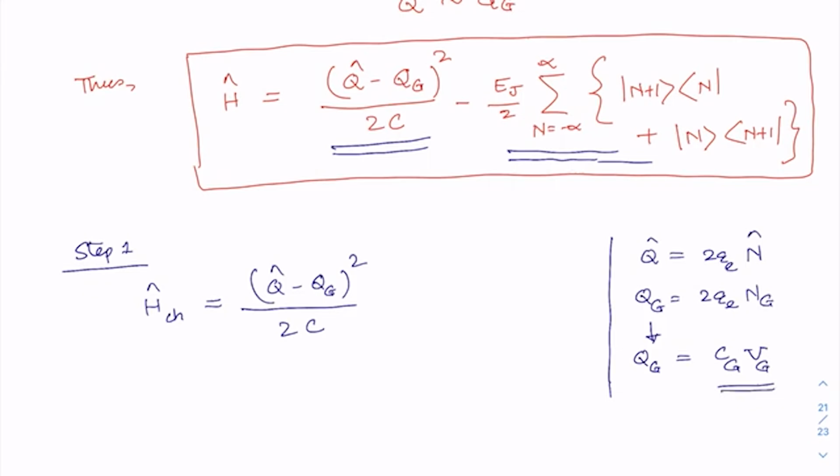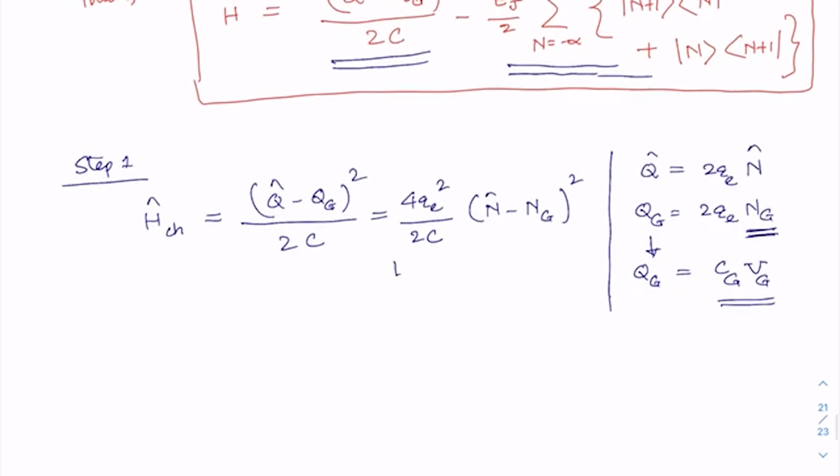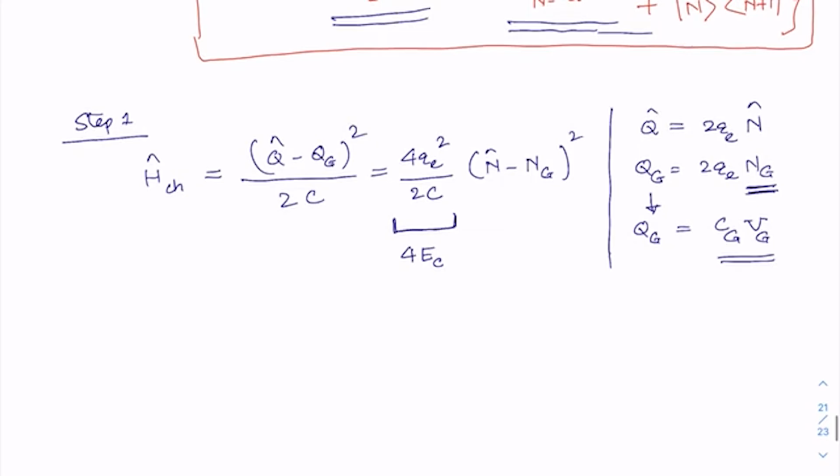And that's how we can say this nz is related to the gate voltage, and therefore nz is a controllable parameter. So in terms of this definition, we can write this Hamiltonian as 4qe squared divided by twice c, times n minus nz squared. By convention, this constant is written as 4Ec, where Ec is the charging energy constant.